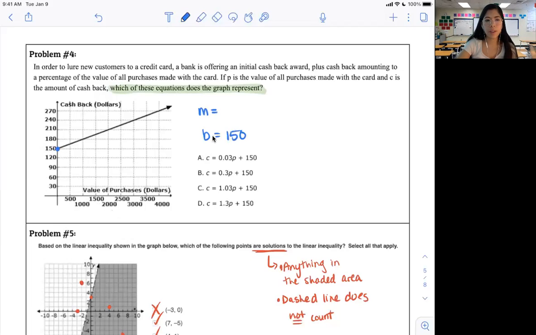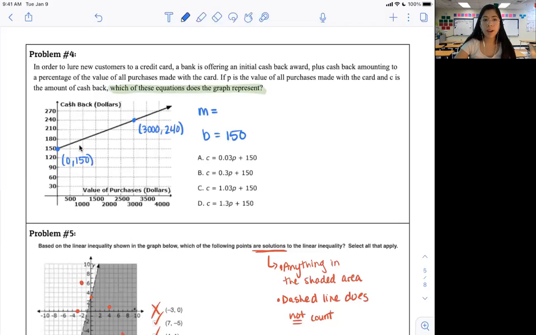So give me another perfect point on this graph. Let's make it interesting and do one of the ones over here. Okay, I have it in the chat, 3,000, 240. Perfect. Okay, and my y-intercept is 0, 150.